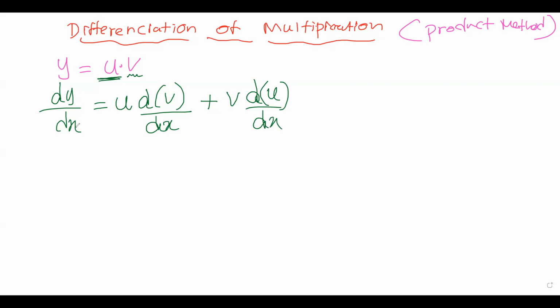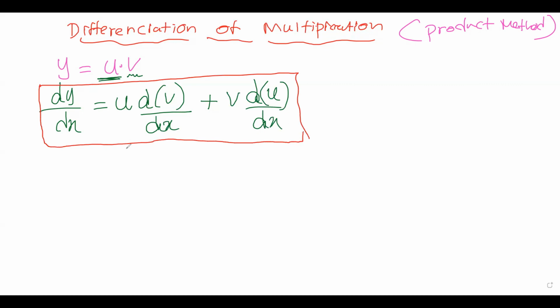So, what is the equation? Just tell me. u dv by dx plus v du by dx. This is the normal equation of the product rule. I know you can't understand it like this, so it is better to show you with a normal example.